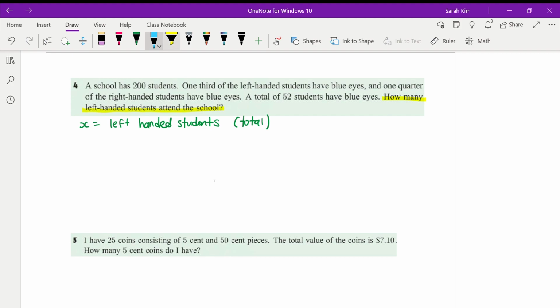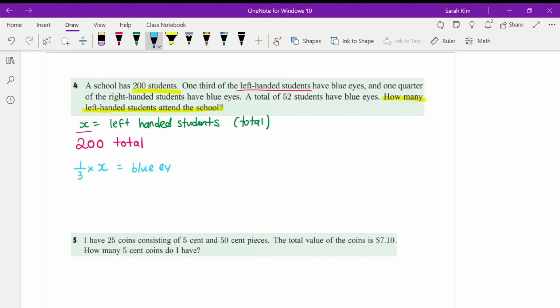Let's go back and read the question. So a school has 200 students. Okay, cool. So, 200 total. 1/3 of the left-handed students have blue eyes. Okay, so left-handed students can be written as X. So let me see if I can rewrite that somehow. So 1/3 of means times X, of the left-handed students have blue eyes. So 1/3 of X is blue eyes.